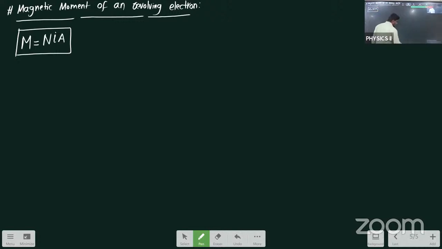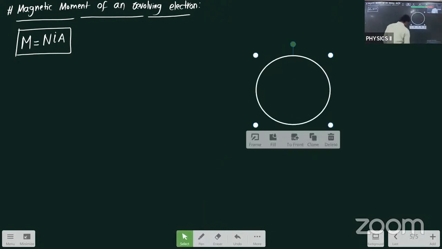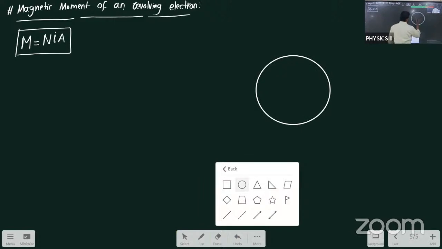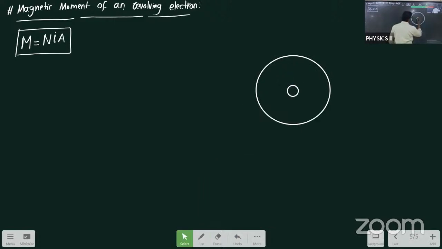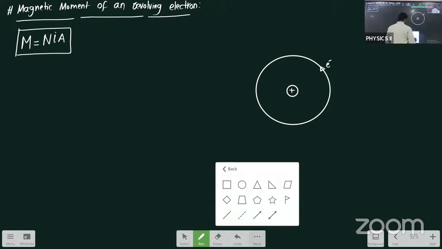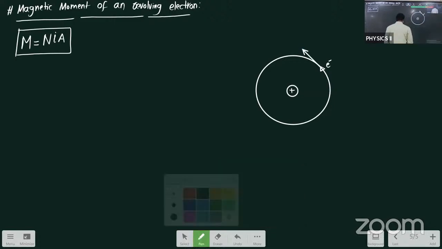So let us consider an electron revolving around the nucleus. Here we are having an electron, and in between we are having a nucleus at the center. The nucleus will be having a positive charge due to protons, and an electron is revolving around this nucleus with some velocity v. Let the distance from the center of the nucleus to this electron be r.